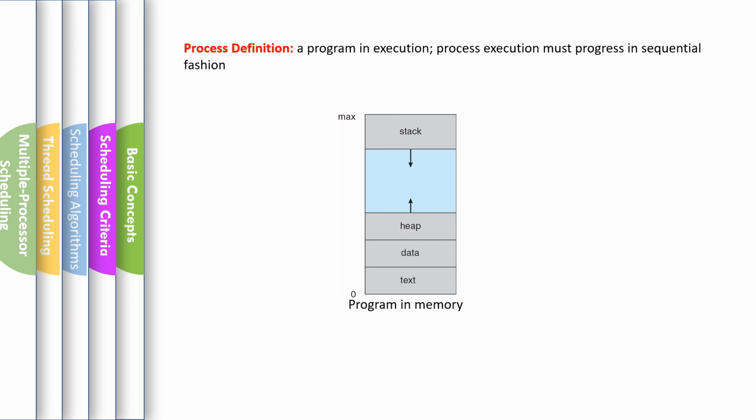The text section contains the program instructions to be executed. Data section contains the global data of the program. Heap section contains the dynamic memory allocation, and the stack section is used for local variables and function call management.